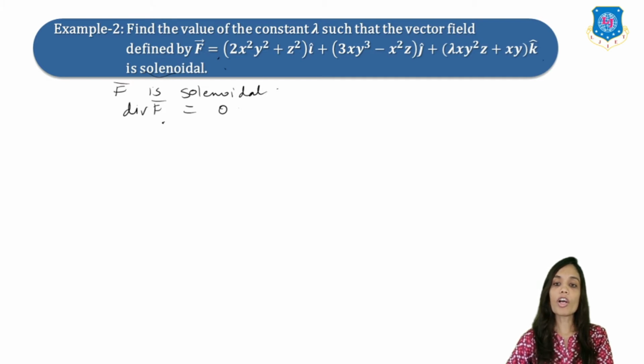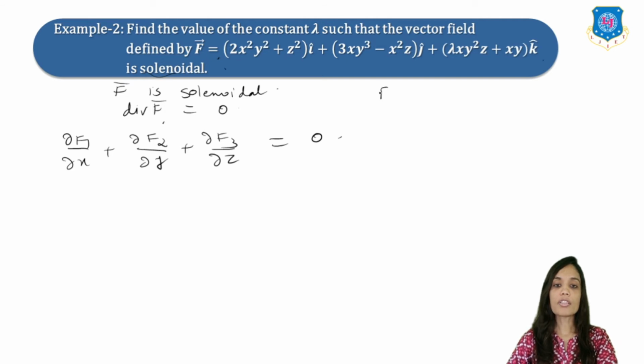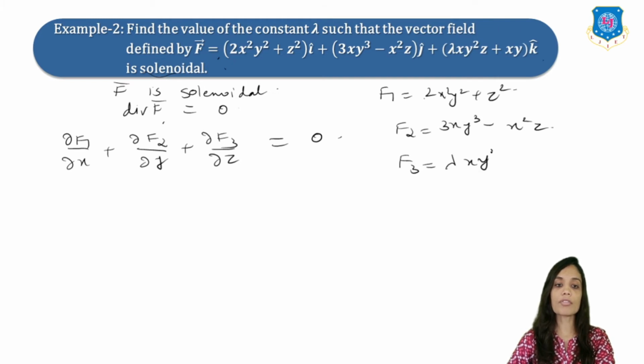Now we know the formula of divergence of f bar. It is del f1 upon del x plus del f2 upon del y plus del f3 upon del z, which is equal to 0. Now you can see our f1 is 2x square y square plus z square, f2 is 3x y cube minus x square z, and f3 is lambda x y square z plus xy.